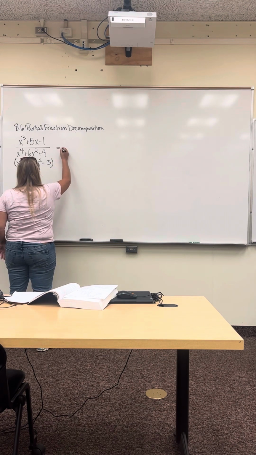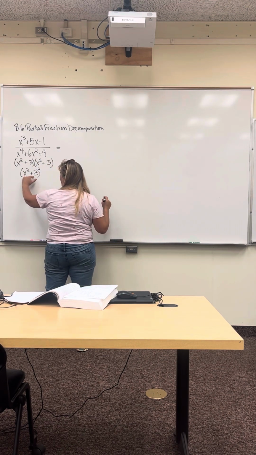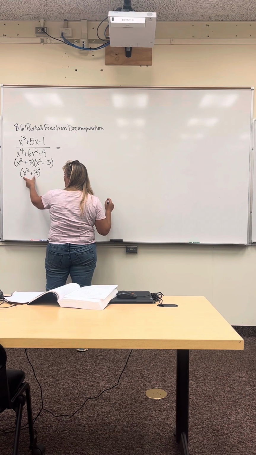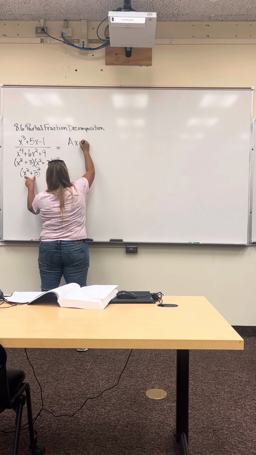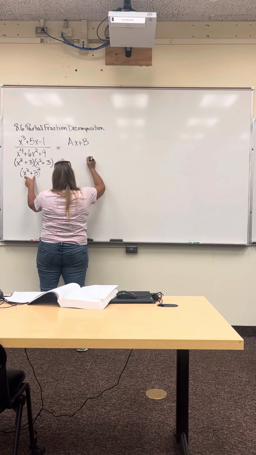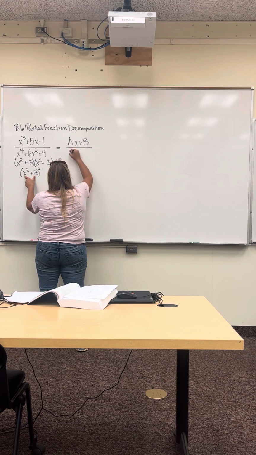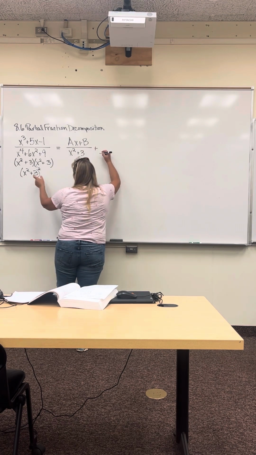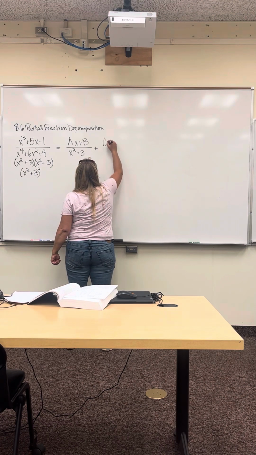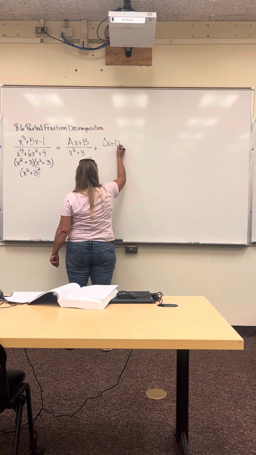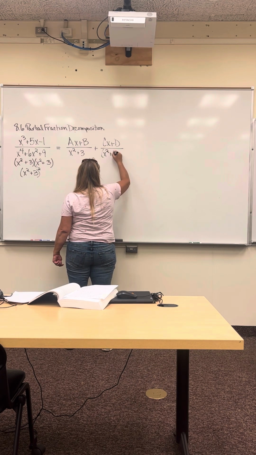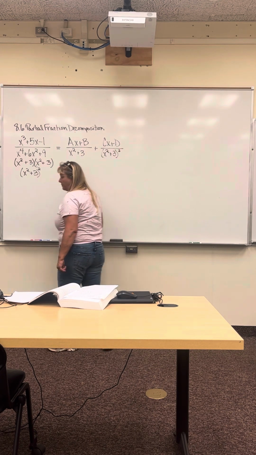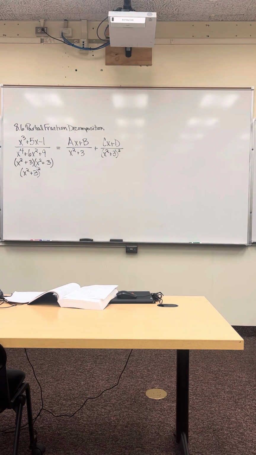Now there's another little issue here. Because this doesn't factor down to just a nice x plus c binomial, it means that the top of this one needs to look like this: Ax plus B over x squared plus 3, and the top of the second one needs to be Cx plus D over x squared plus 3 squared. Okay.